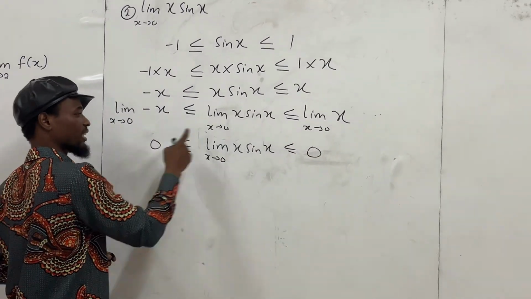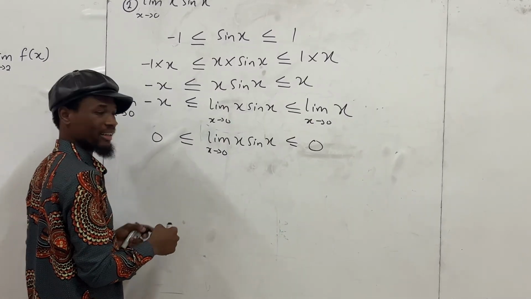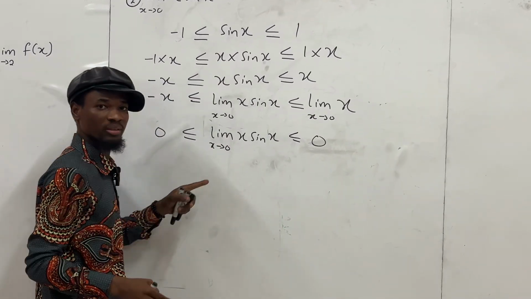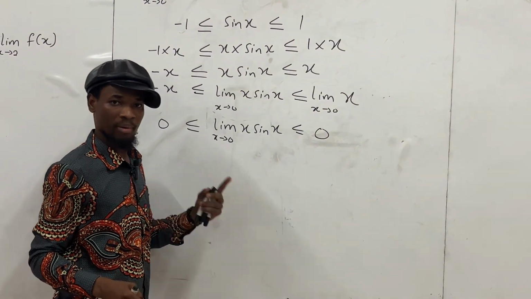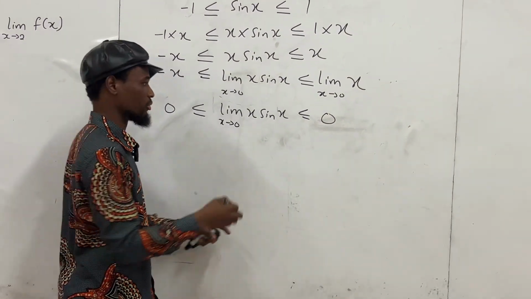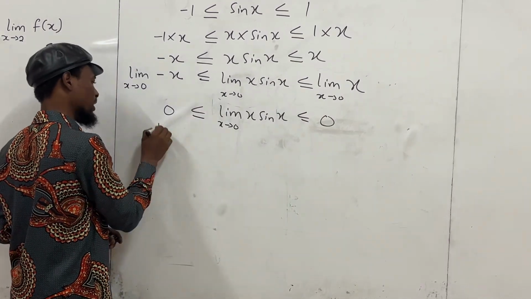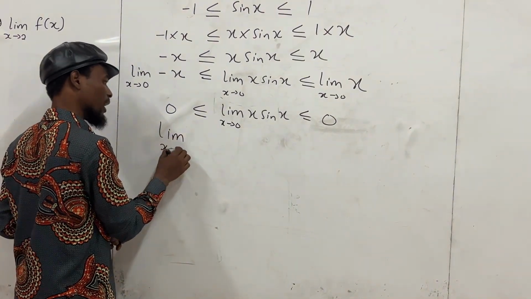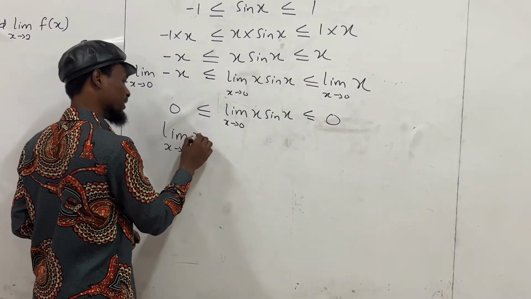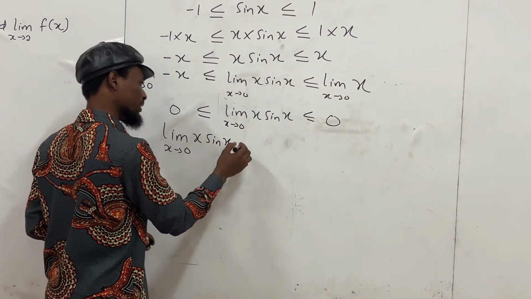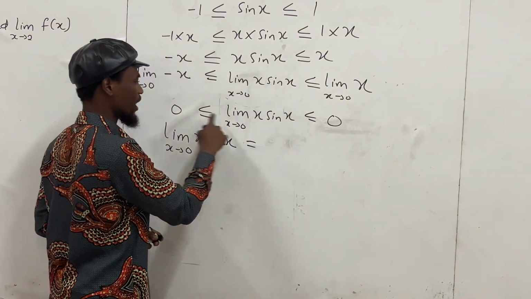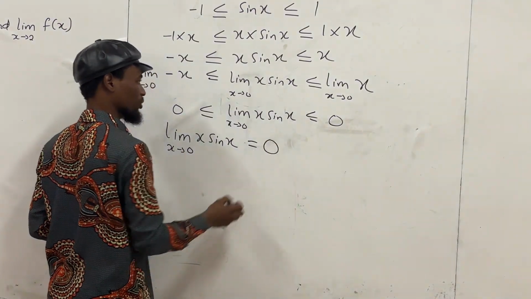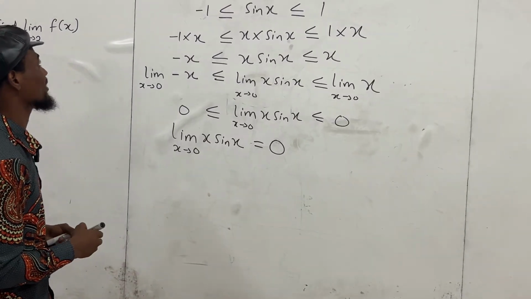Since this and that are the same, that is equal to the limit of the middle function you are looking for, by the squeeze theorem. So by the squeeze theorem, we know that the limit as x approaches 0 of x sine x is equal to L, where L equals 0. As simple as that.